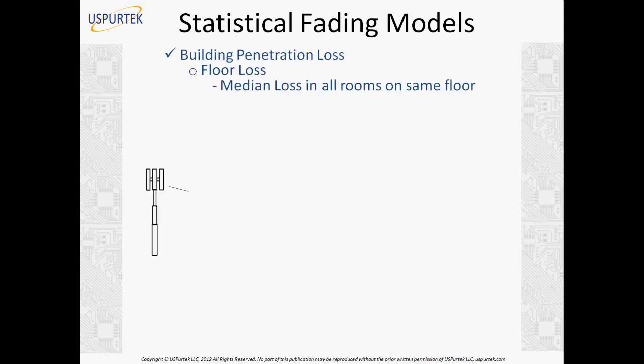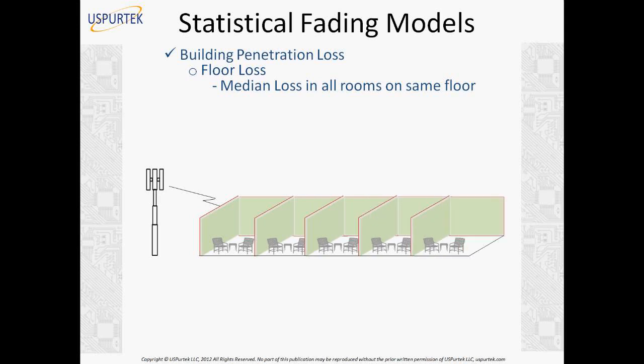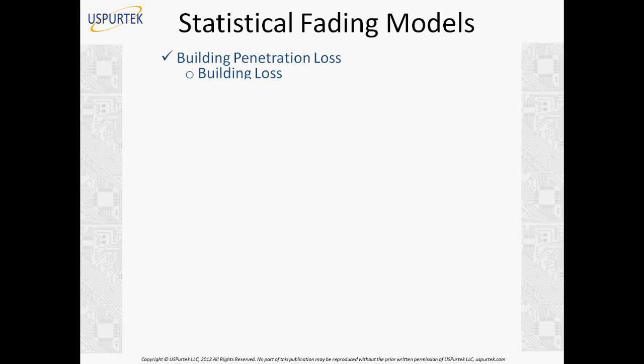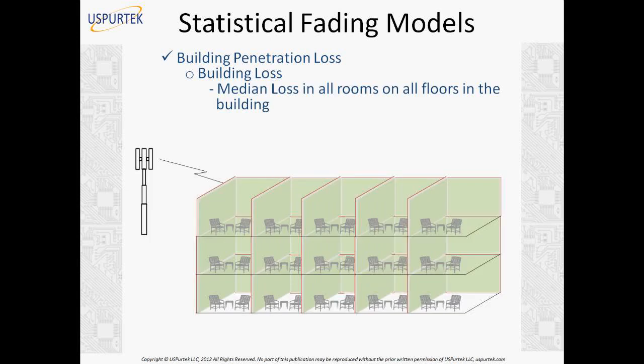Or you could have a floor loss. In case of a floor loss, you don't consider just one room, but all the rooms on the same floor. So the median loss in all the rooms on the same floor is called the floor loss. Then building loss: we consider all the floors and all the rooms in the building, and measure the median loss in all rooms on all floors in the building. That is the building loss.